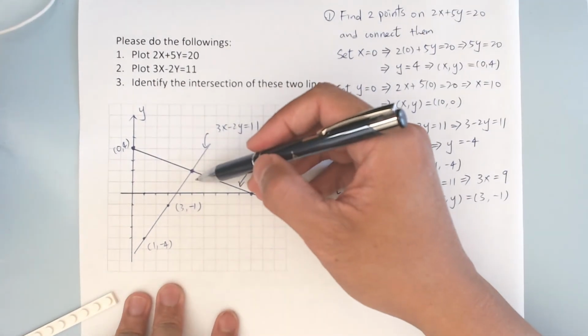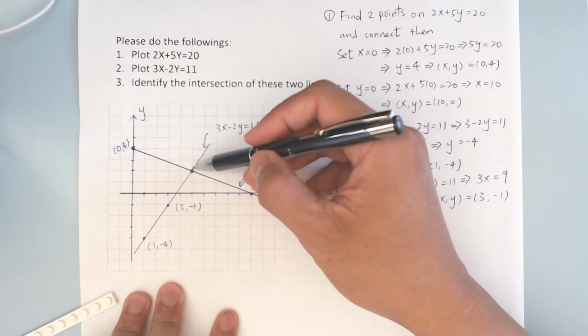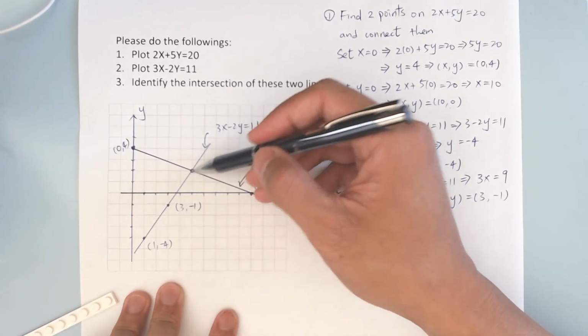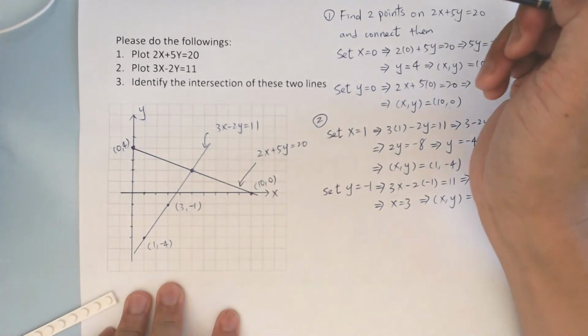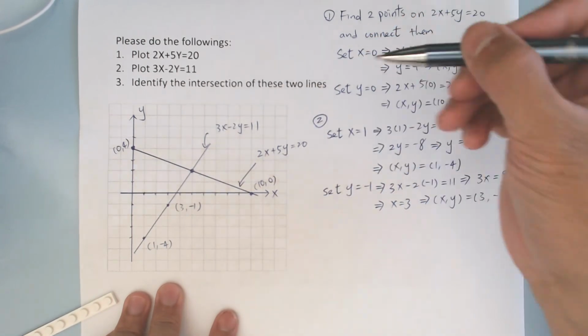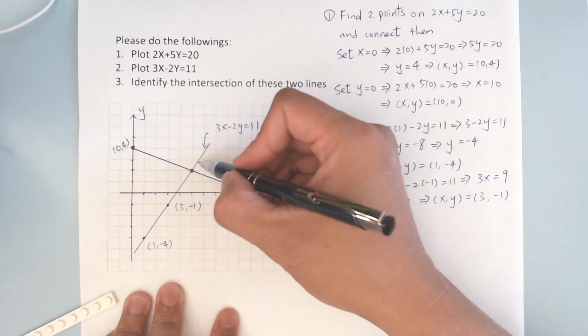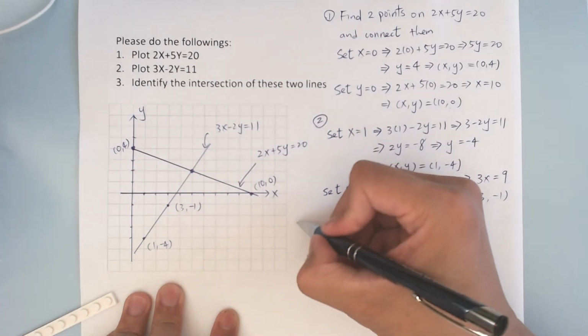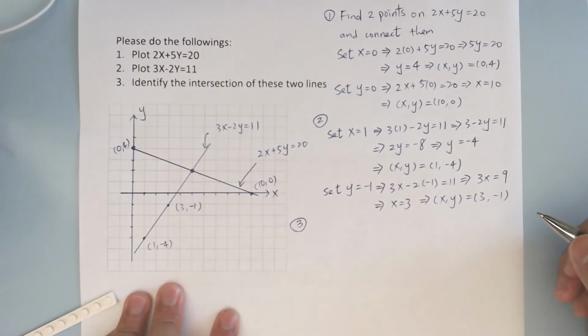But you cannot just look at the graph and say, oh wow, it looks like it's (5, 2). No, you cannot do that. You will not get any point in the exam if you do this. You need to solve the equation to identify the coordinate of this intersection. So that comes to the task number 3.